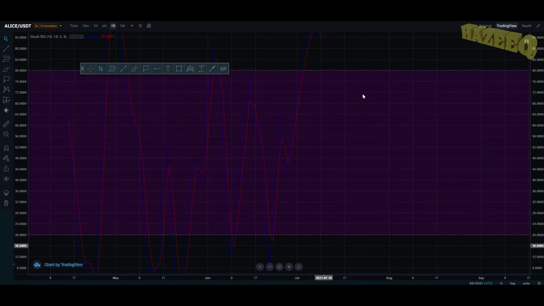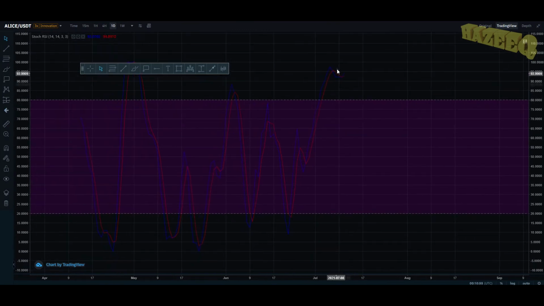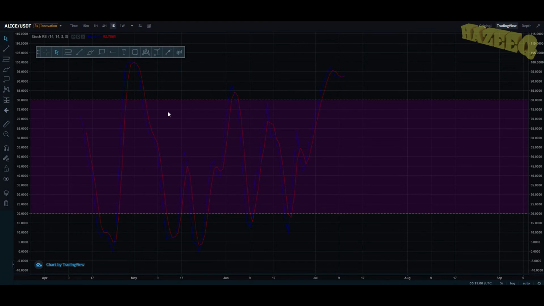And if we go to the stochastic RSI, as you can see, we are completely oversold on the daily and overbought. I do tend to mix up those two quite often. I do see that in the videos when I'm editing them, but I do apologize.